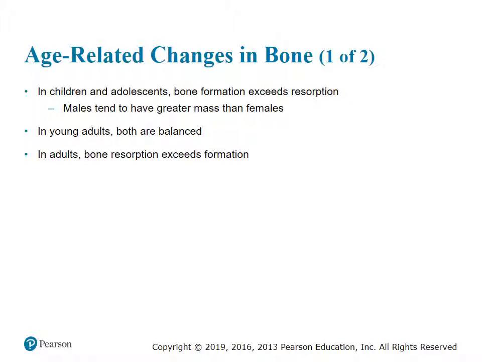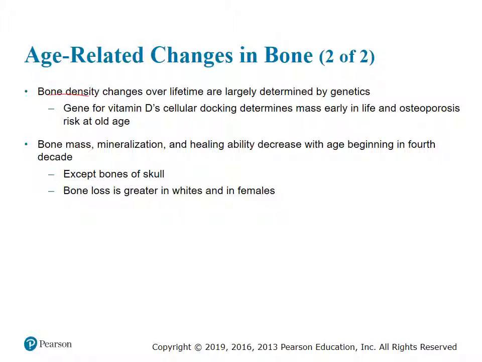All right, so again, moving on to adults, right? We see change there also. Bone density changes over a lifetime. Again, it's determined by genetics. Genetics plays a big role in your bone density. But in the fourth decade, about 40 years of age, no matter if you're a man or woman, bone mass, mineralization, and healing ability start to go down. And so we see all this declining, as everything in your body starts to decline.